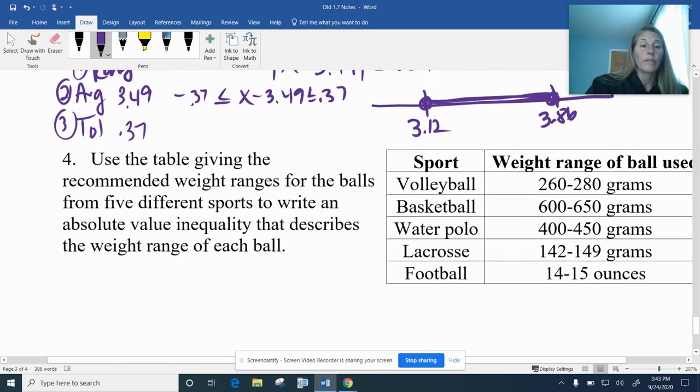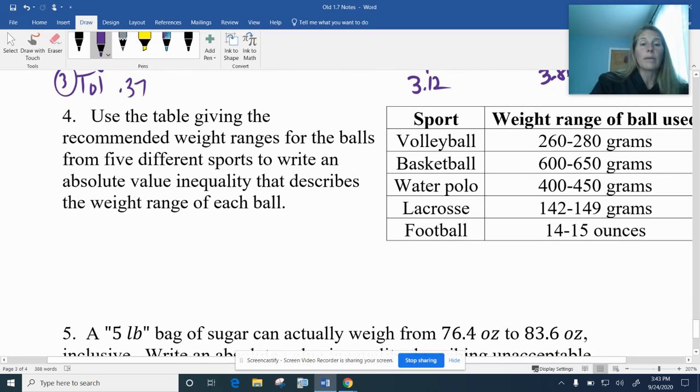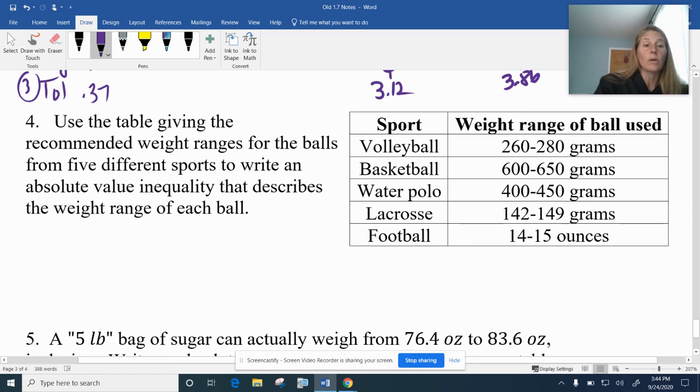Okay, and then finally, number 4, use the table giving the recommended weight ranges for the balls from 5 different sports to write an absolute value inequality that describes the weight range of each ball. So everybody remembers the whole scandal with the deflated footballs probably a couple years ago. So I guess whatever the weight was outside of that tolerance, it was in the unacceptable range, which is why it became an issue, right?